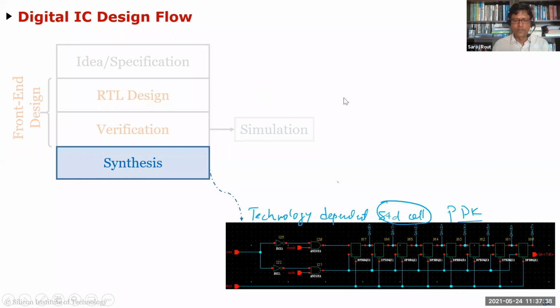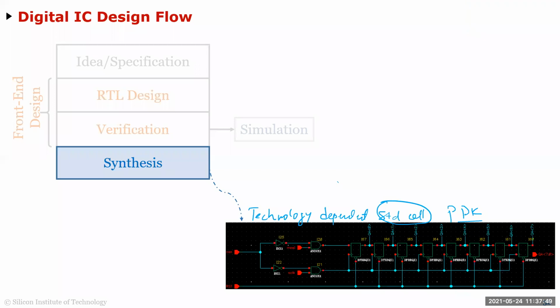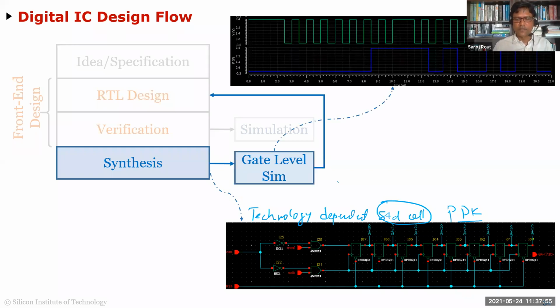Okay, good. So this is moving from the front end process to the back end. And like I said, once you get to the back end, then you need to know what technology you are with. From there on, you can't say, I want to still be technology independent, right? And here also, you still do gate level simulation. So you might ask the same question that Sumant asked, like, why are we doing this?